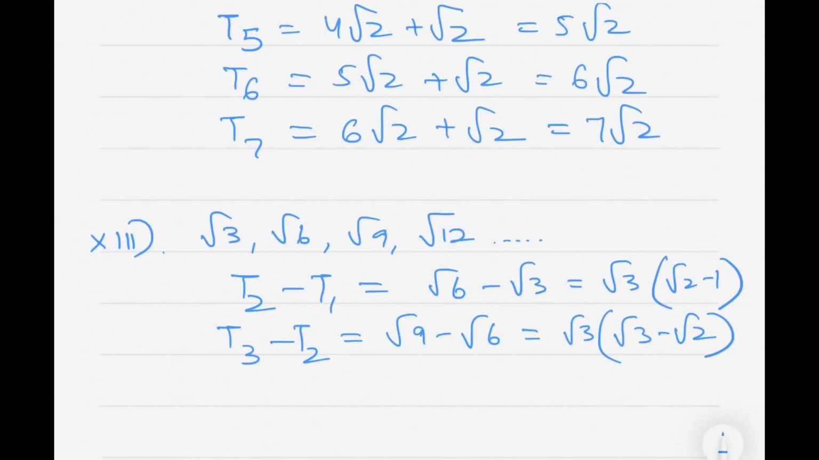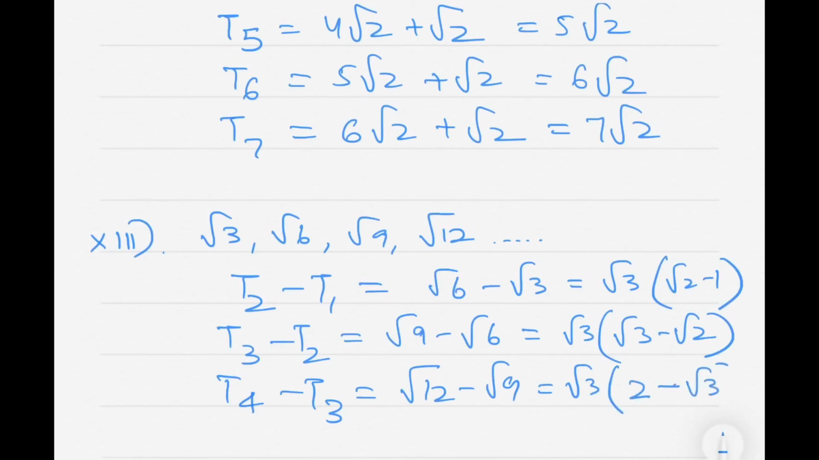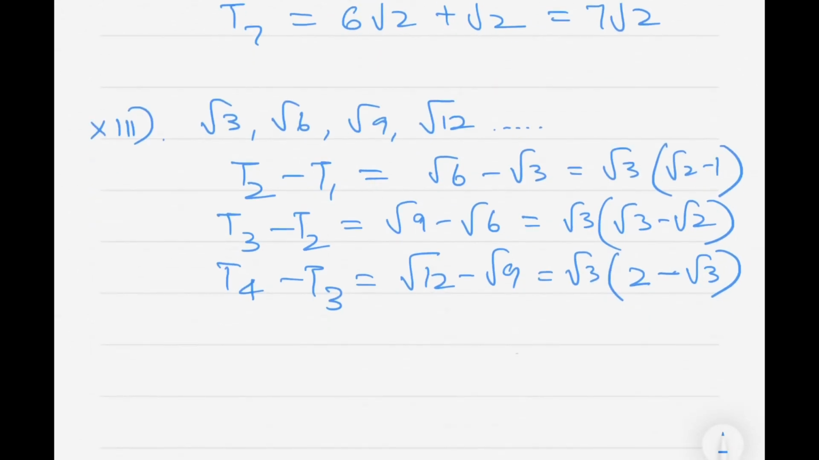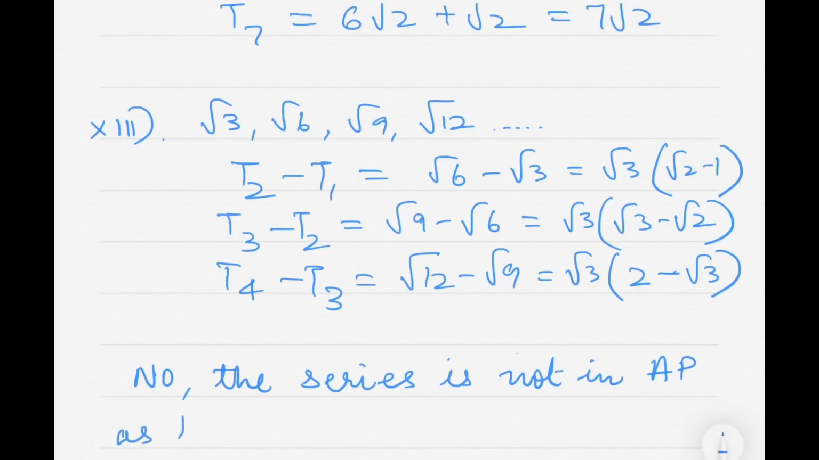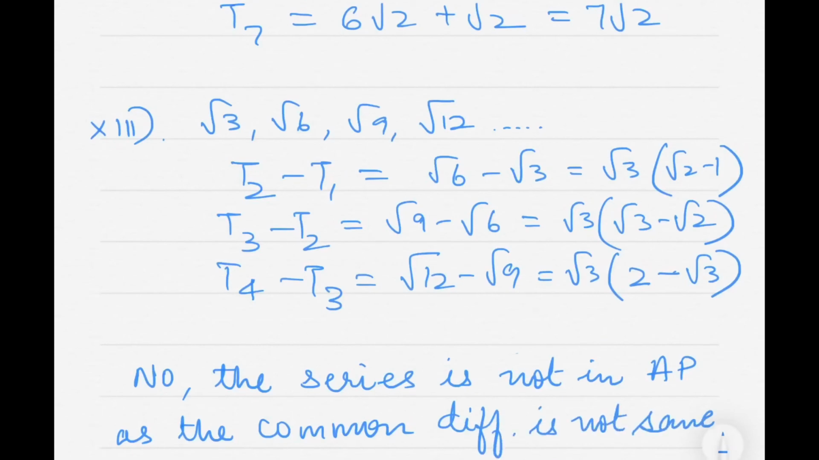Since 3 twos are 6 and 3 threes are 9, that way. Now T4 minus T3 gives me root 12 minus root 9. Again root 3 is common here, so root 4 becomes 2, and then root 3. So we can say the common difference is not the same. So I can say no, the series is not in AP, as the common difference is not the same. So we got this one.